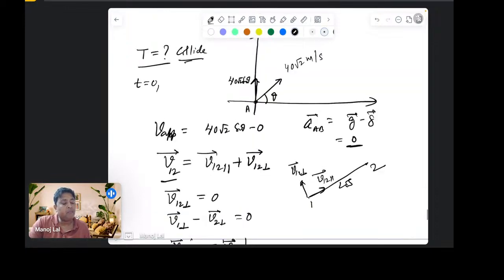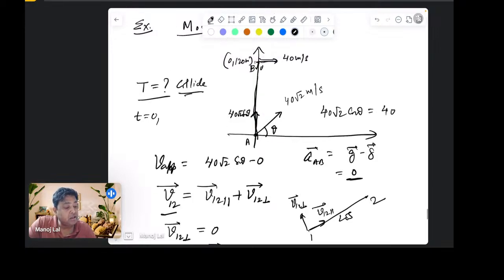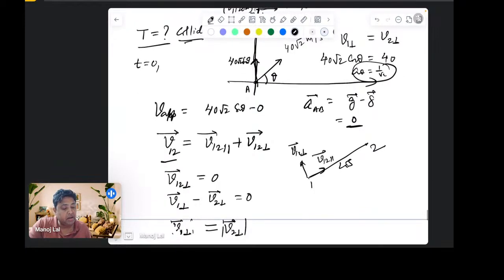So in this problem, what is the line of sight? This is the line of sight. So what is the velocity in perpendicular direction? Its velocity is what? 40 root 2, first one. So I can say 40 root 2 cos theta must be equal to this velocity. Perpendicular direction क्या है? 40. मैंने क्या किया? This is V1 perpendicular is equal to V2 perpendicular. Yes or no? And then I got cos theta is what? 1 by root 2.